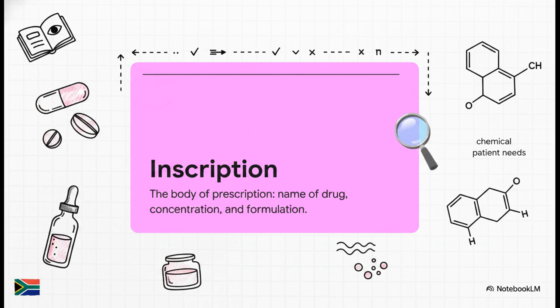This is the primary body of the prescription, where you specify exactly what chemical the patient needs. You've got to include the name of the drug, whether that's the generic or the brand name, the exact concentration, and the formulation. Are you ordering a solution, an ointment, a capsule? The inscription leaves zero room for guessing.